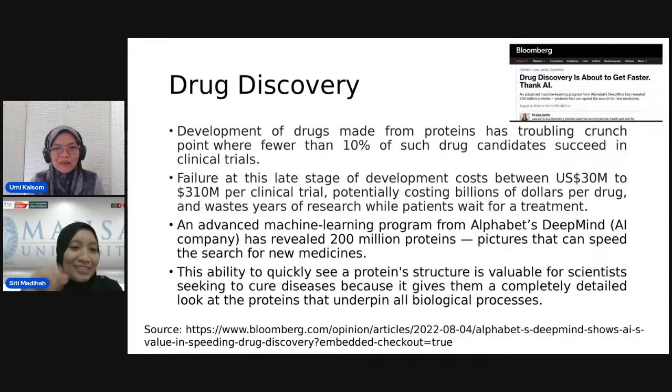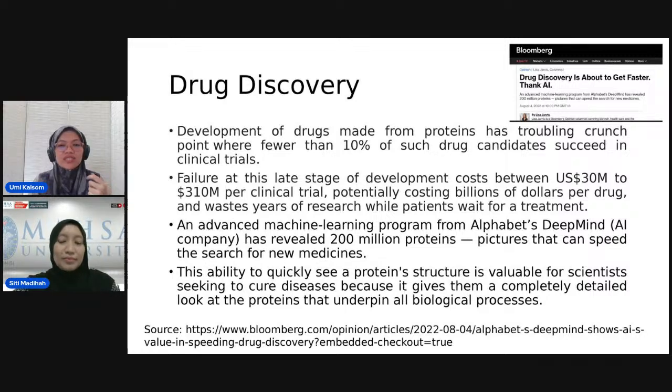So, for drug discovery, the development of drugs made from protein has a troubling crunch point where fewer than 10% of such drug candidates succeed in clinical trials. It's very low. Failure at this late stage of development costs between US$30 million to $310 million per clinical trial, potentially costing billions of dollars per drug and wasting years of research while patients wait for treatment.